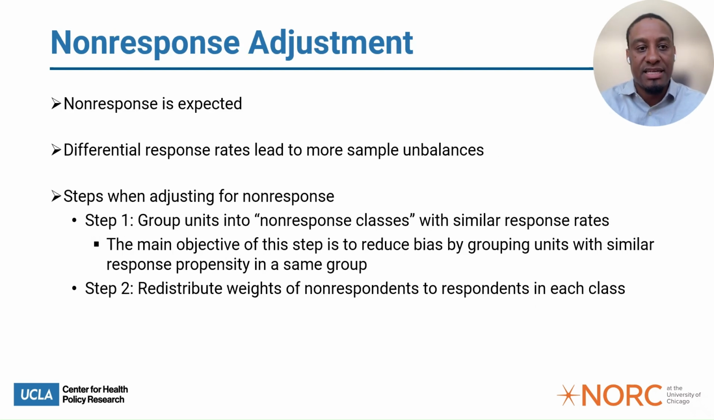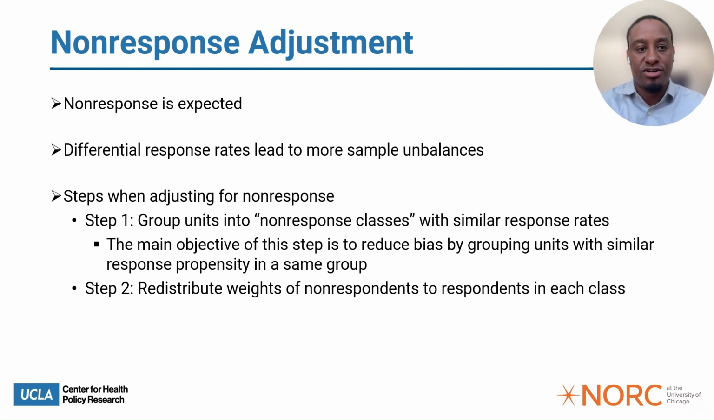Non-response is expected in every large survey. The question is, how can we adjust our sample weight so that the results from the sample are still a fair representation of the target population? The issue with non-response is that different groups may have different non-response rates. Therefore, the adjustment should take into account this differential in response rate to minimize the bias in our estimates.